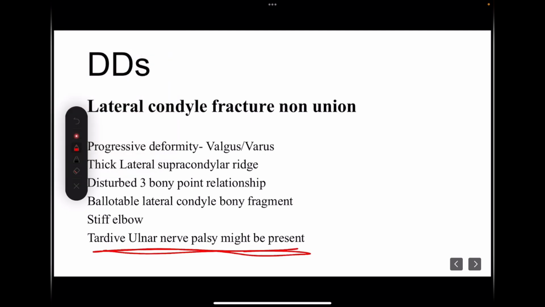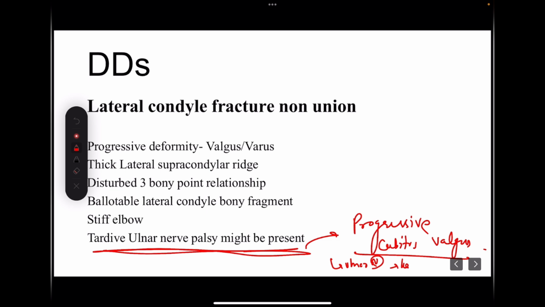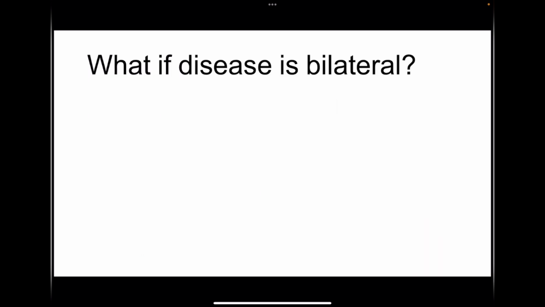tardy ulnar palsy because of why? Progressive cubitus valgus. As the deformity keeps on progressing, ulnar nerve keeps on stretching, and ultimately the child will have tardy ulnar palsy. So these all are the findings which are found in lateral condyle fracture non-union.